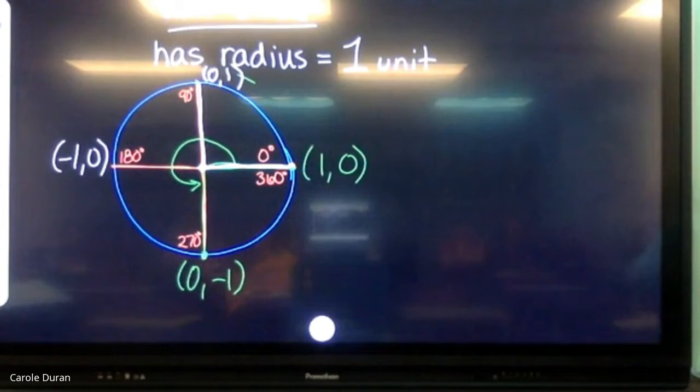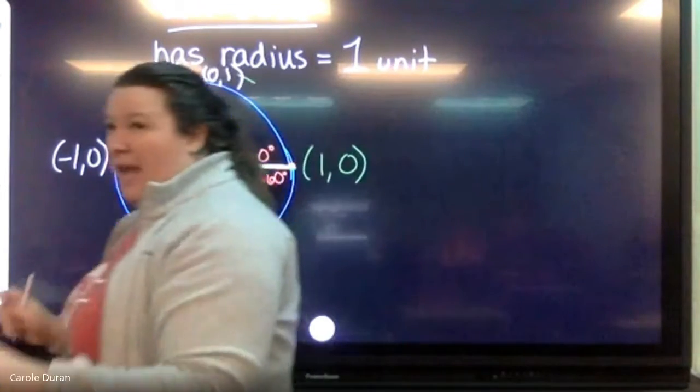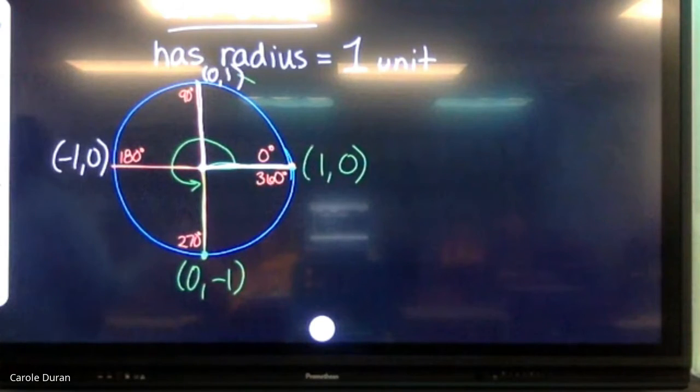Okay. So now I want to pick one of these angles, and I would like to find the 6 trig functions for that specific angle. I'm going to pick the angle 3 pi over 2.